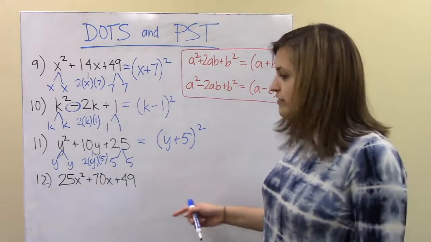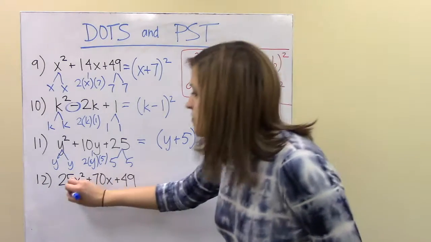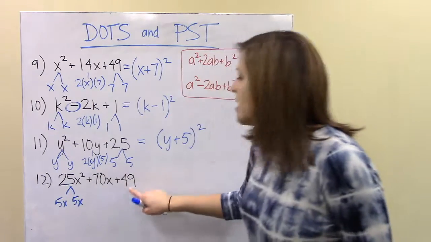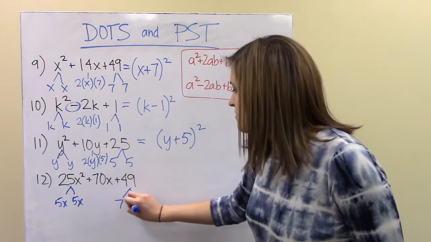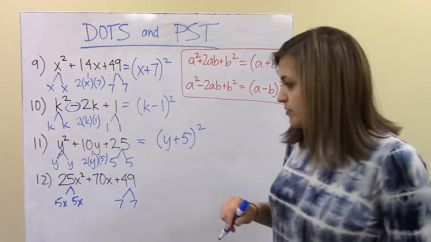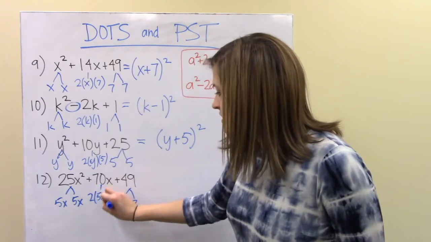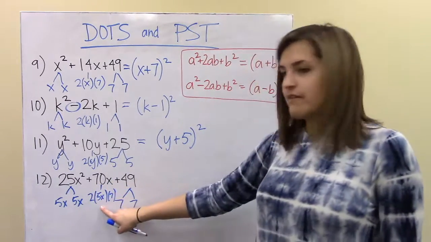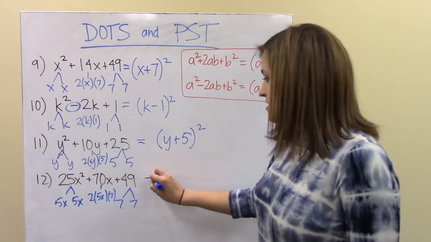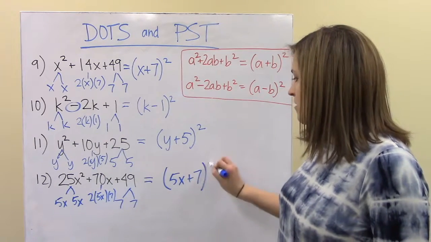And our last one, 25x squared plus 70x plus 49. Here we have 5x times 5x, and we have 7 times 7. The middle is a big term, but don't feel threatened by that. This is 2 times 5x times 7. 2 times 5x is 10x. 10x times 7 is 70x. So this will be factored like 5x plus 7 all squared.